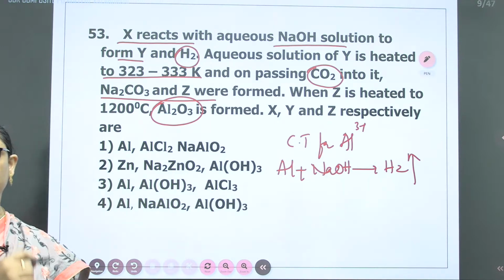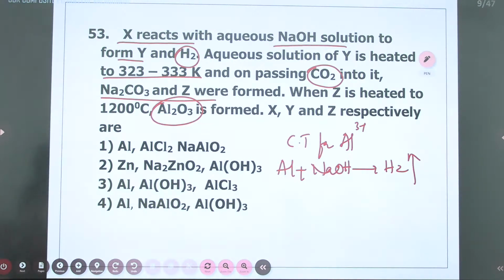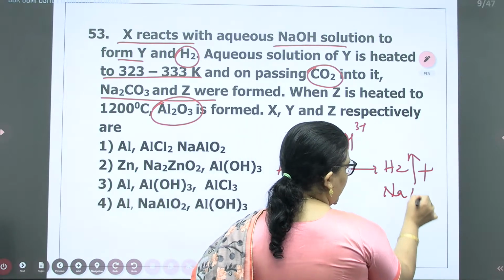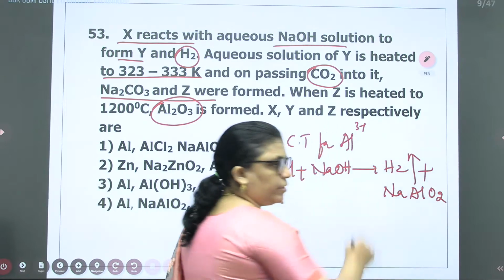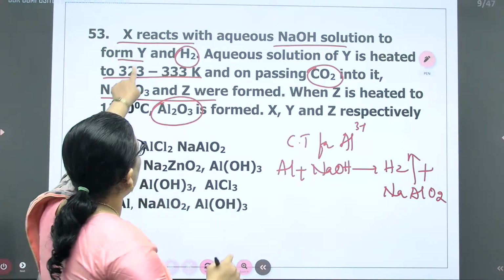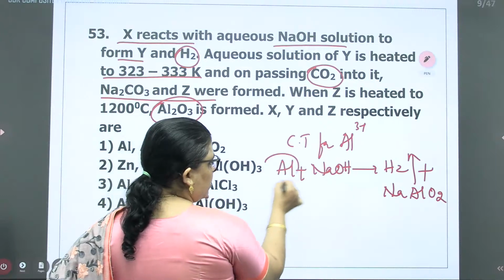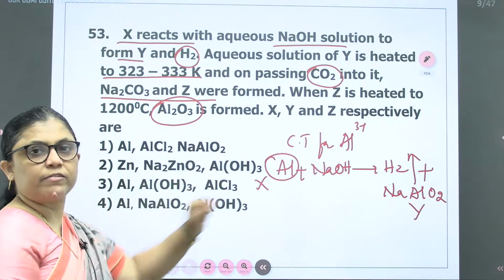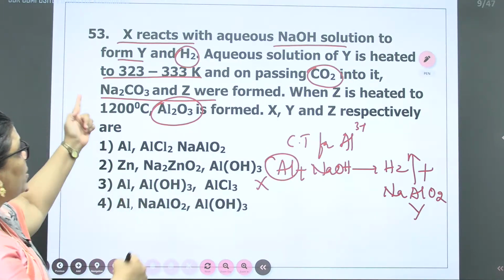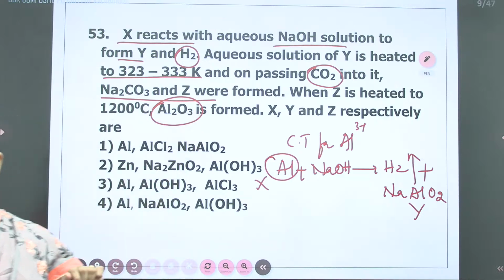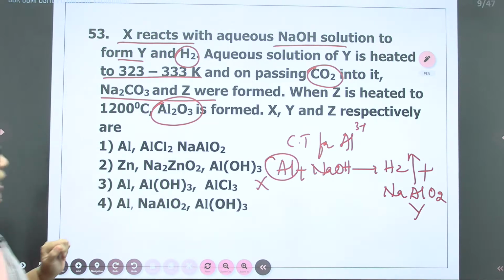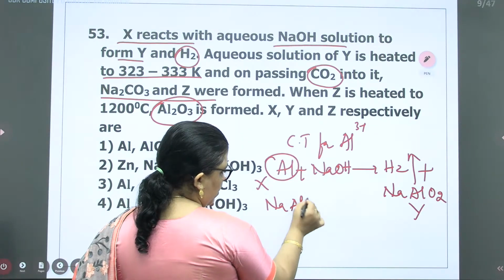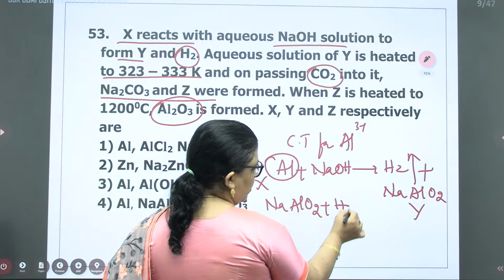Because aluminium has a negative SRP value, along with sodium aluminate as NaAlO2. As NaAlO2, H2 along with Y, they said. So it means that this is X, this is Y. Yes or no? This is X, this is Y. Further, they have continued the sentence: aqueous solution of Y, when we are taking the NaAlO2, sodium aluminate, in aqueous medium.